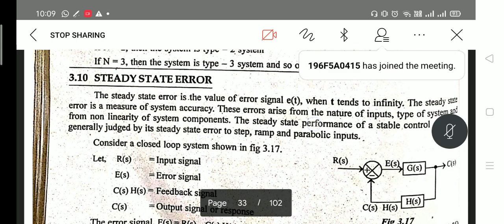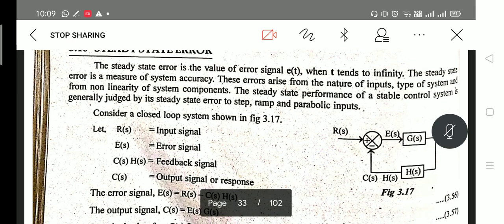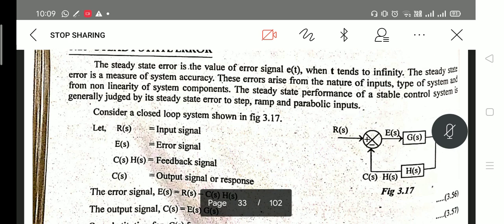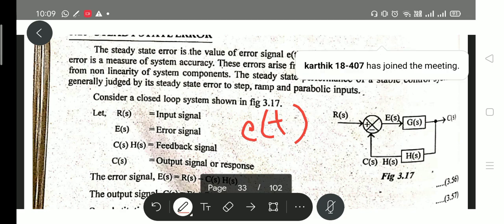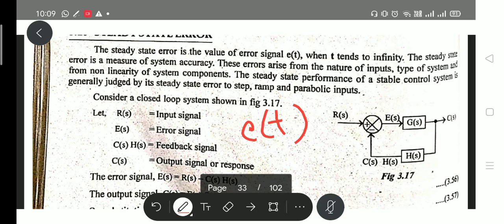Next, steady state error. In time analysis, steady state error is represented as e of t, as t tends to infinity. The steady state error measures the system accuracy.